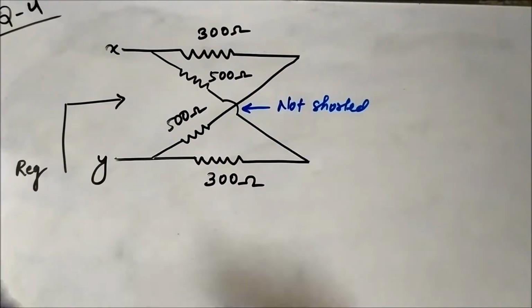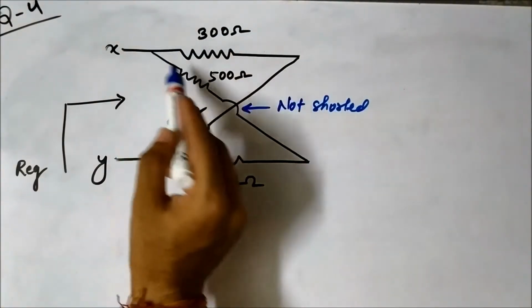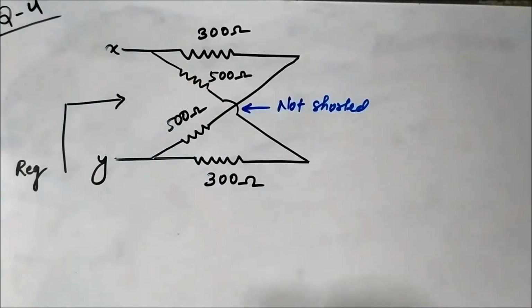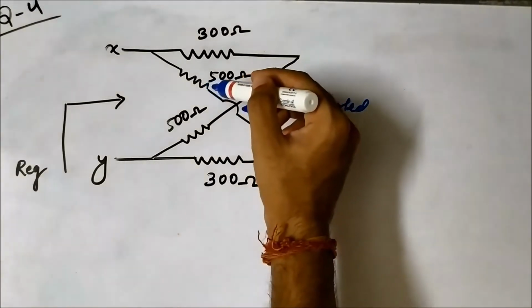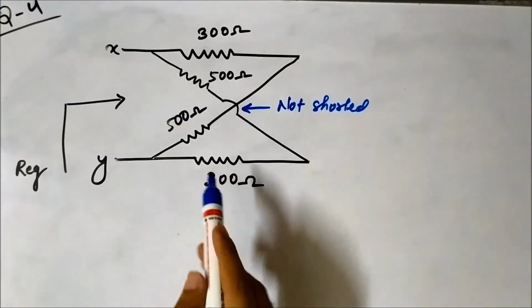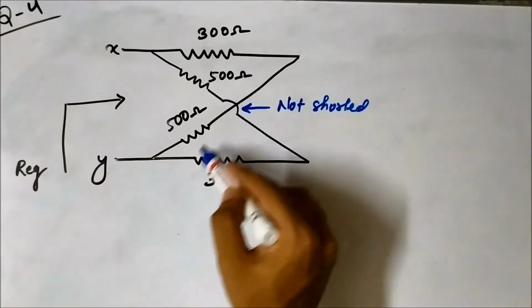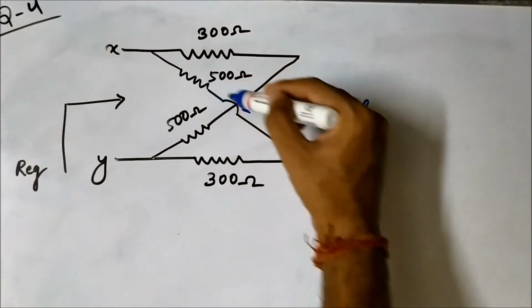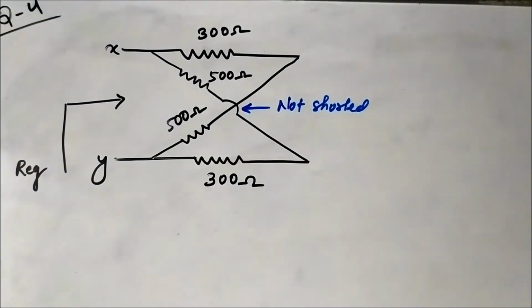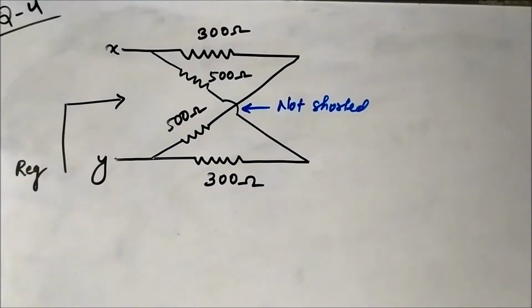Now this 500 ohm and this 300 ohm have their left ends connected at one common point, which is connected to x, while this 500 ohm resistance and this 300 ohm resistance have an end-to-end connection pattern. One end, the starting end, is connected to the tail end. So this 500 ohm and this 300 ohm are in series.